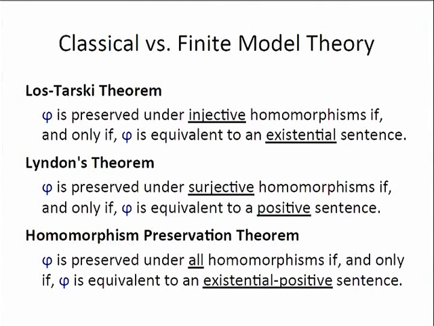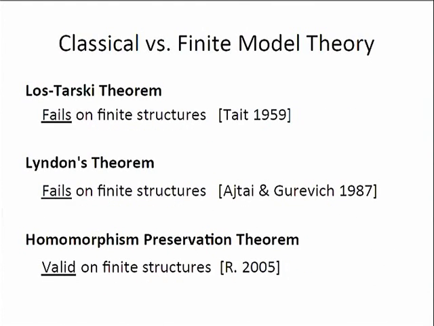These results are statements about the class of all structures. But if we restrict to just finite structures, then it turns out that the first two of these theorems, the Łoś–Tarski theorem and Lyndon's theorem, fail on finite structures. Counterexamples were given by Tait in 1959 for the first one, and later for Lyndon's theorem. But the homomorphism preservation theorem, which looks very similar and looks almost like the intersection of these two, turns out to hold on finite structures. So it's a bit of a delicate question which theorems hold and which ones fail.